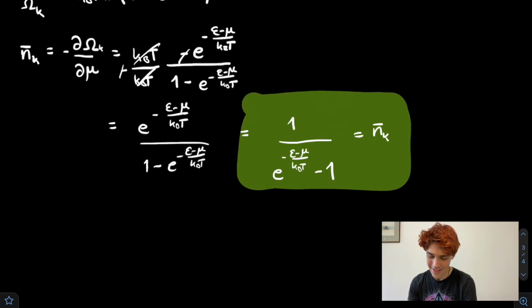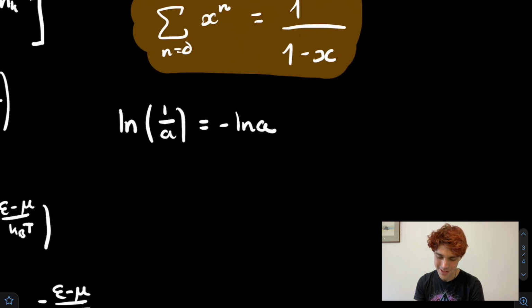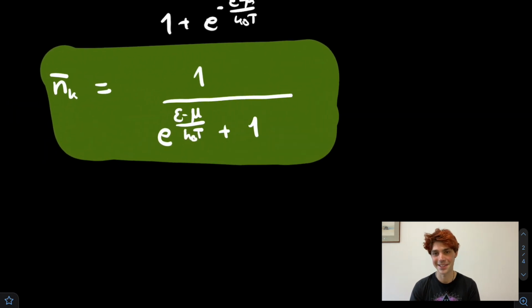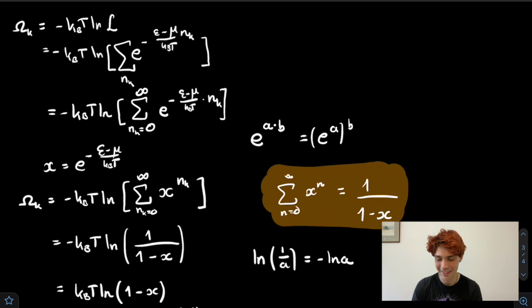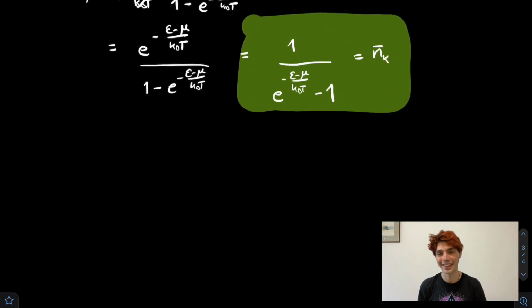This one right here, as we can see, is e to the (epsilon minus mu) over kBT, minus 1, whereas the other one is plus 1. Now that little difference in whether it's plus or minus is the reason that we get these two entirely different types of particles in the universe. And actually, when we graph these functions, they do look very, very different.